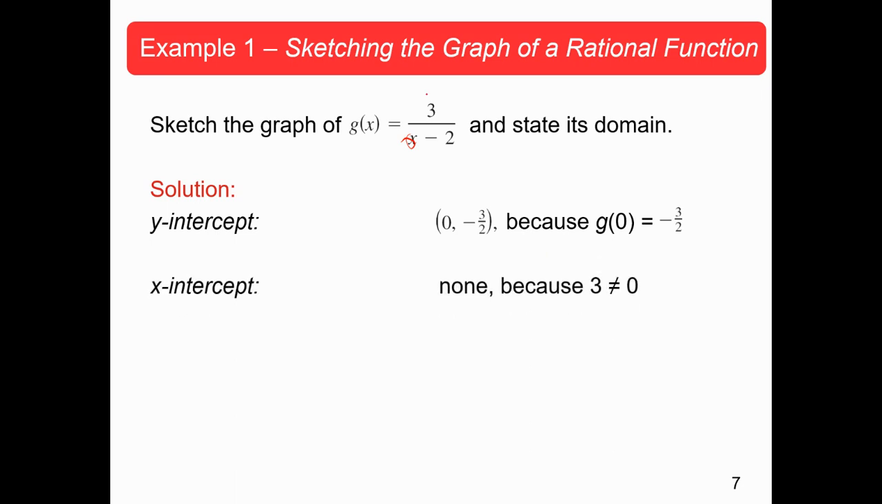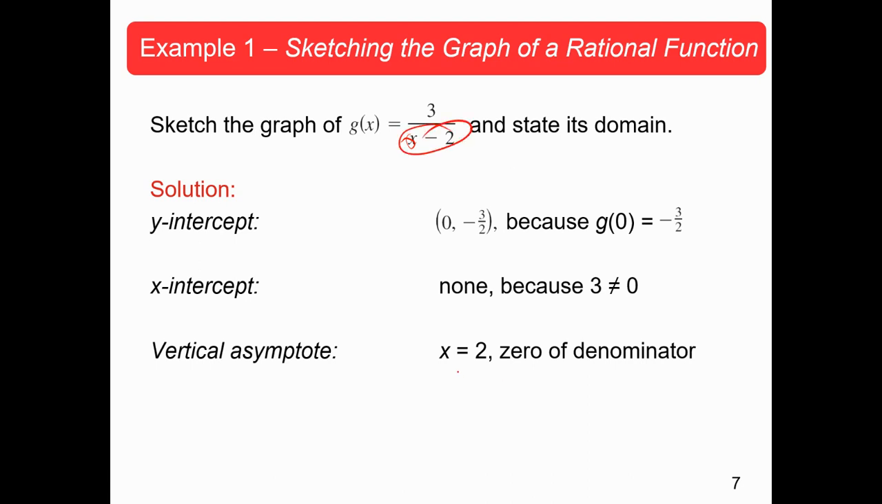My x-intercept, there's no x on the top or in the numerator. So there is no x-intercept because setting it equal to 0 solves nothing. 3 does not equal 0. Vertical asymptote, again, we're going to take the denominator and set it equal to 0. So when I do that, I get x equals 2.